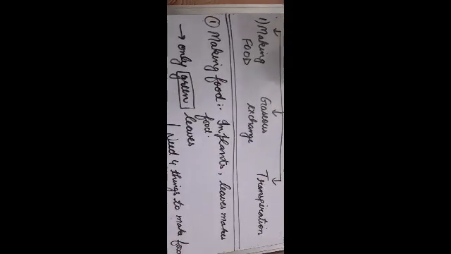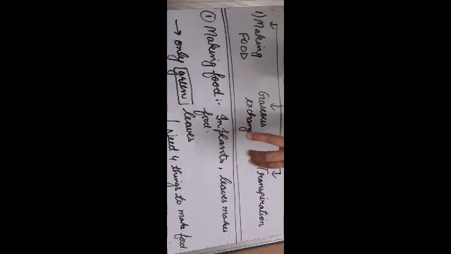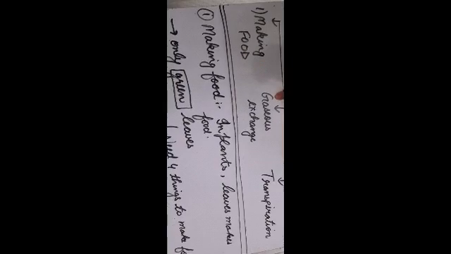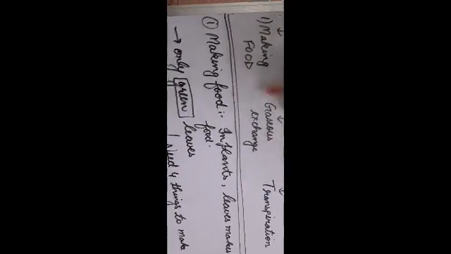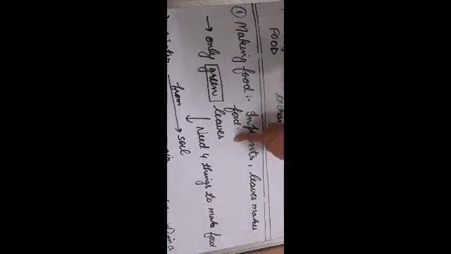So basically our topic is functions of a leaf. There are three functions or three works which are done by the leaf: making food, gaseous exchange, and transpiration. Now let's first discuss about making food. Now in the plants, only the leaves can make the food. For example, you just take the example at your home. At your home, the food is made by your mother.